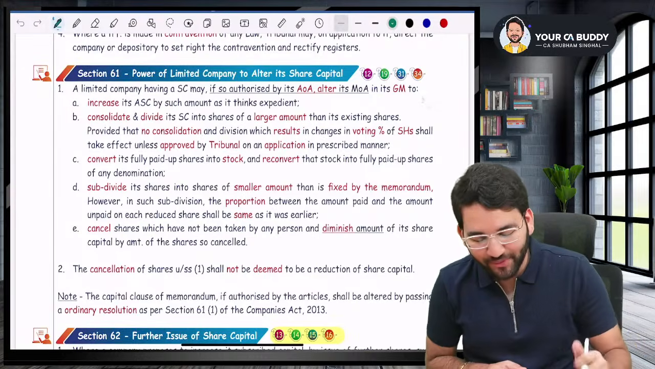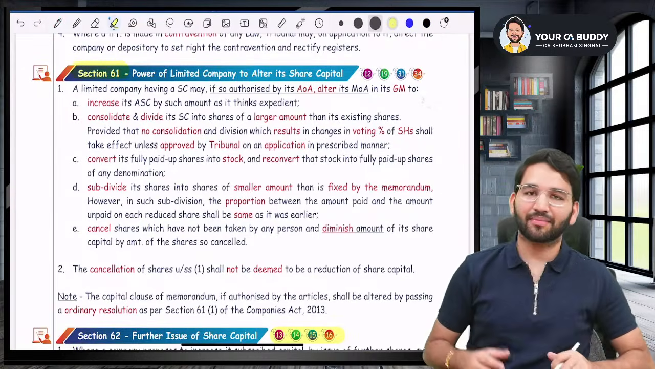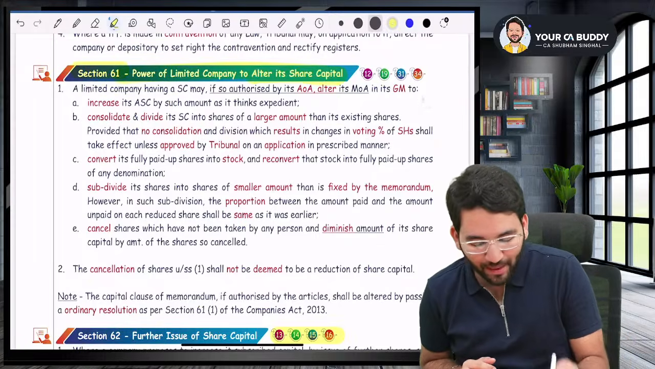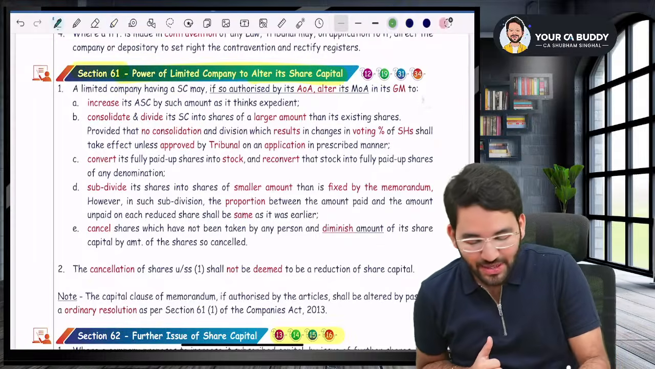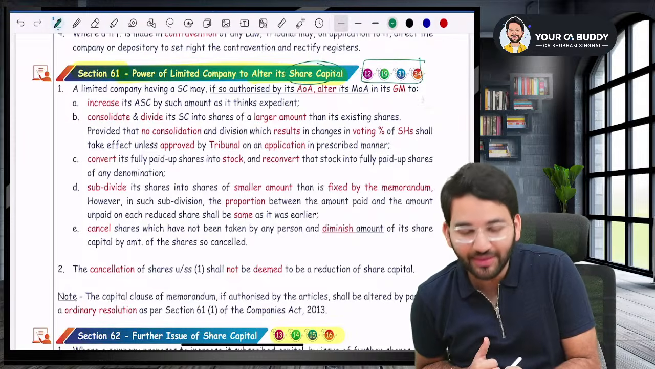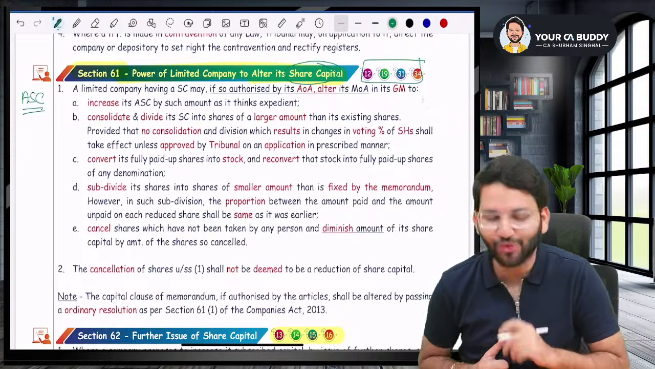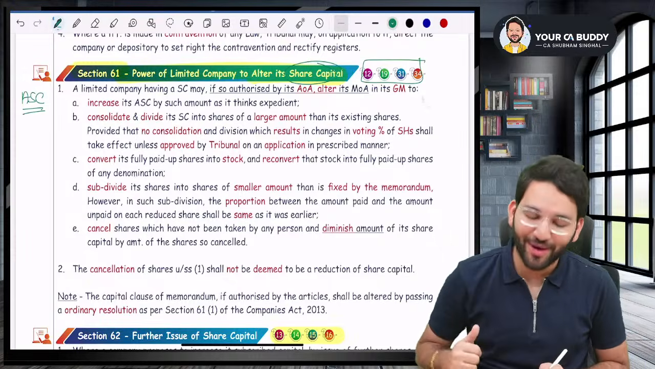We are going to move forward from section number 61 onwards. Section number 61 talks about the authorized share capital, the power of a limited company to alter its share capital. There are four questions on this. Sir, here basically they are talking about authorized share capital. How do I change my authorized share capital?